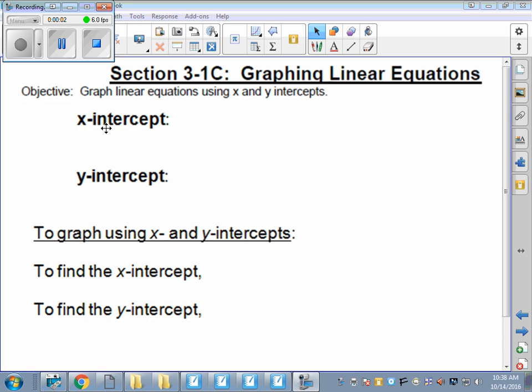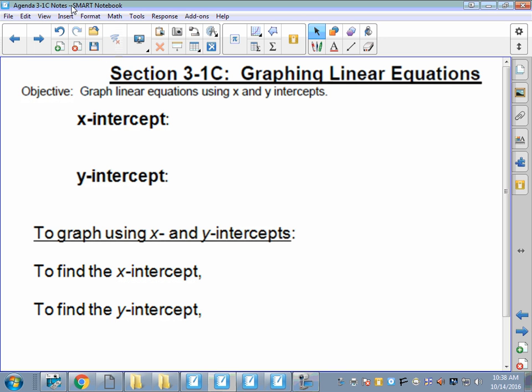Hi everybody. Welcome to section 3.1c. Notice we've done a little bit of breaking up of section 3.1 because there's lots of stuff from graphing. So we're really going to focus on x and y intercepts in 3.1c and using those to graph.